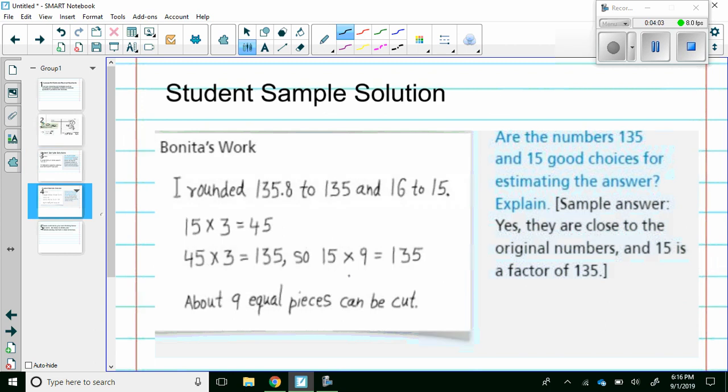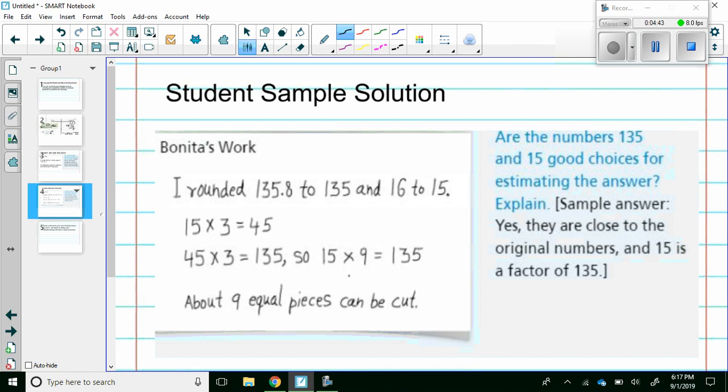Here's Benita's work. She rounded and estimated a little bit differently. She took her numbers from 135 and 8/10 to 135 and then took 16 to 15. So she used multiples of 5 to work with, which brought her to 15 times 3 is 45. And then she took 45 times 3 to get close to 135. So that allowed her to know that 15 times 9 was 135. And that put her at about 9 equal pieces to be cut.